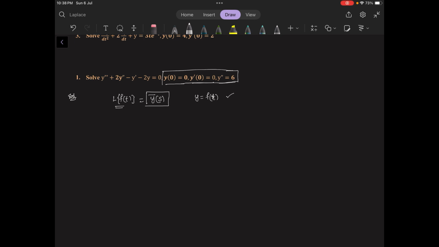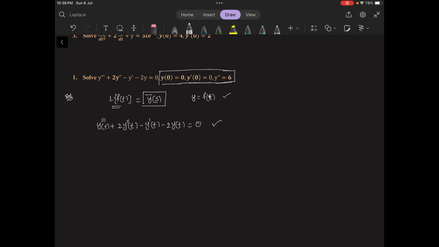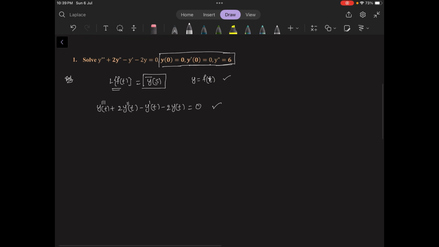Given y triple dash of t plus 2 into y double dash of t minus y dash of t minus 2 into y of t is equal to 0. This is the given differential equation based on the initial value conditions, that is y of 0 is equal to 0, y dash of 0 is equal to 0, and y double dash of 0 is equal to 6. Now I am going to apply Laplace transformation on both sides.